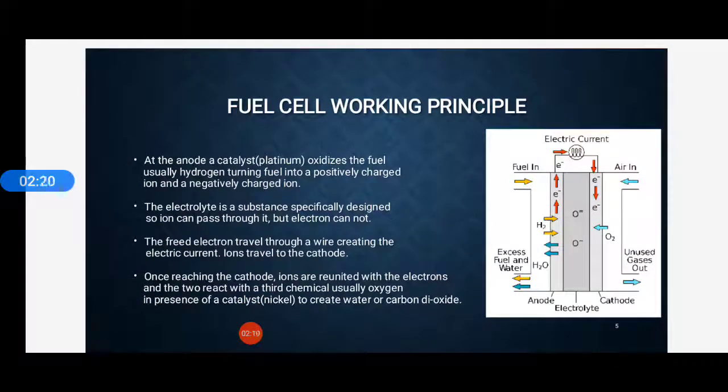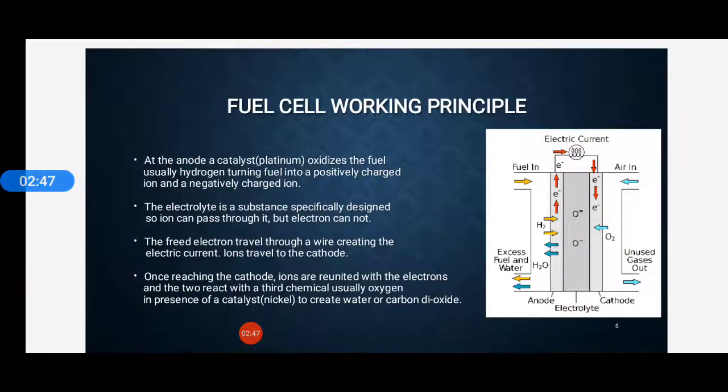Now come to fuel cell working principle. At anode, a catalyst, the platinum, oxidizes the fuel. Usually hydrogen is used as a fuel, turning fuel into a positively charged ion and a negatively charged electron. The electrolyte is a substance specifically designed so that ion can pass through it but electron cannot. This is the property of electrolyte.